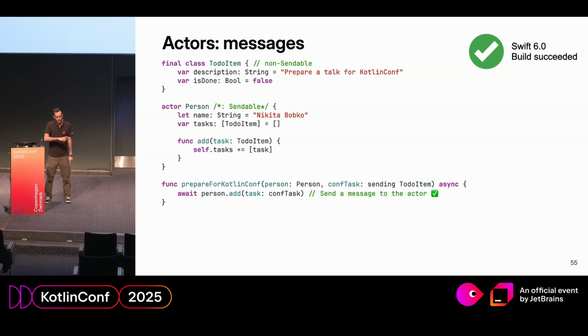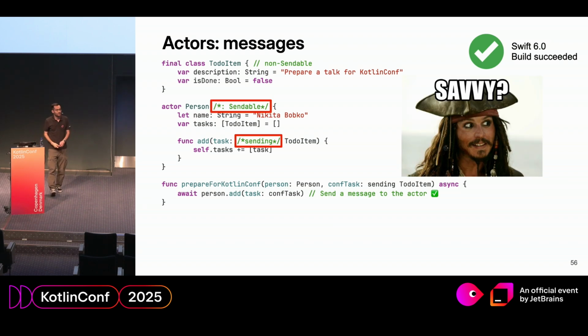Meaning that in the add member function, the parameter task inside of it has been sending for all this time implicitly. Hopefully you can see the beautiful symmetry here. I'll give you a couple of seconds to process.